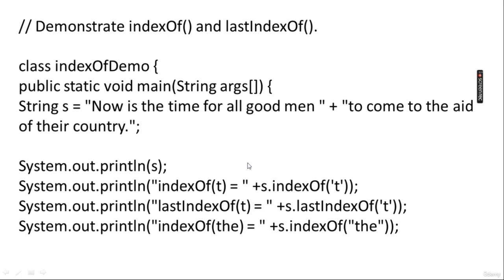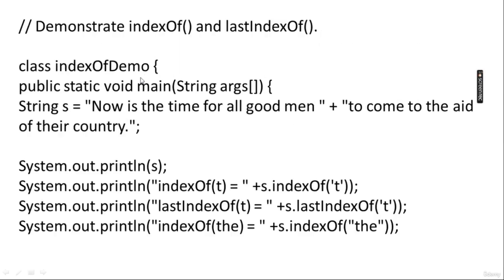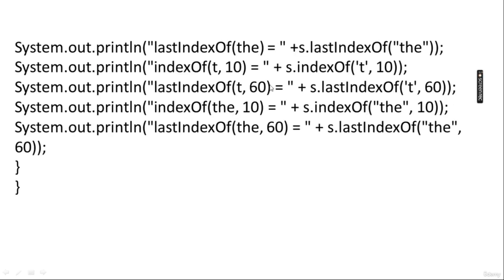Okay, so indexOf('t') will give you the first occurrence of 't' inside this string. So where is 't'? 0, 1, 2, 3, 4, 5, 6, 7. It will give you 7. The first index of 't' is 7. Next, lastIndexOf('t'), then indexOf("the"), lastIndexOf("the"), indexOf('t', 10), then lastIndexOf('t', 60).